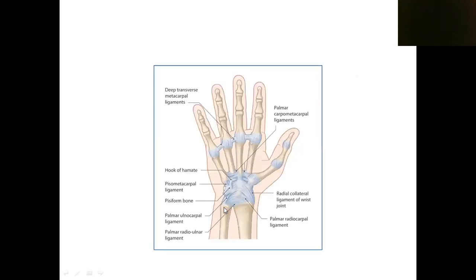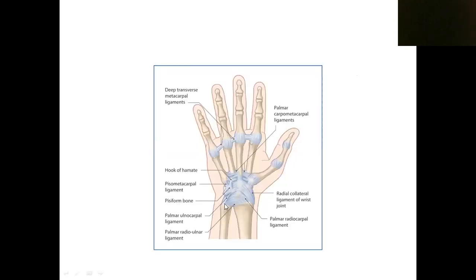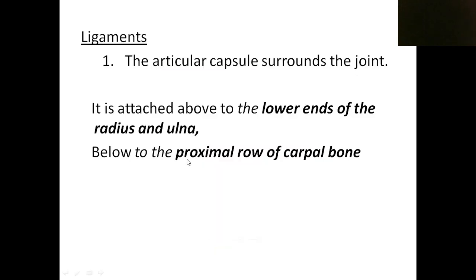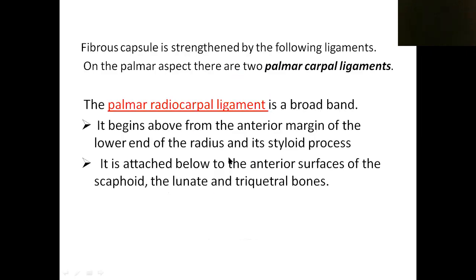It has an upper attachment and a lower attachment. The upper attachment is to the radius and the articular disc. We'll see that. The upper end is attached to the lower end of the radius and ulna. Now, the lower attachment is to the first row of the carpal bones. See, the upper end is attached to this radius and ulna. The lower end is attached to the first row of carpal bones.